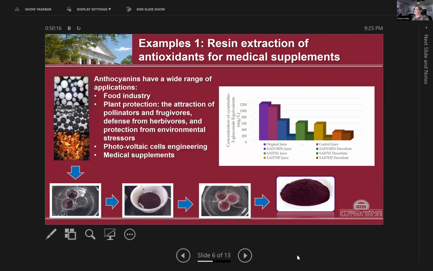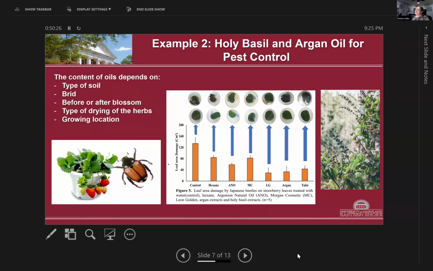I will show you another example. Remember I told you, and we go to the next slide right now, I told you that many phytochemicals derived from plants can be used for pest control.